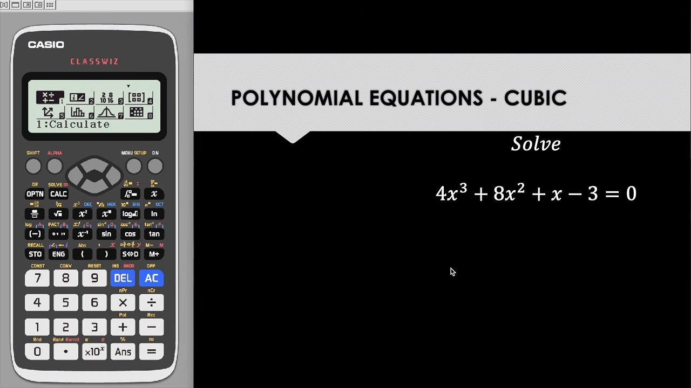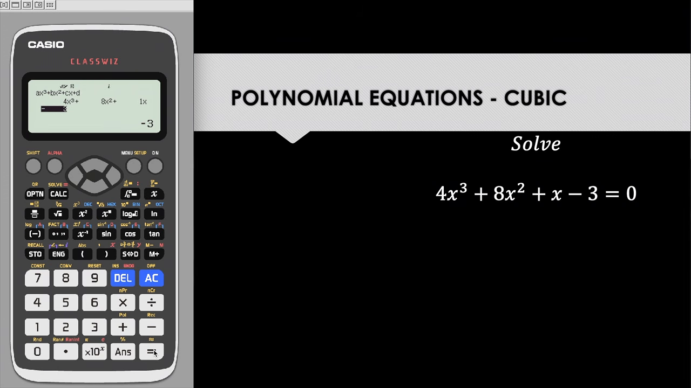Now next I've got a cubic equation. So we've got 4x cubed plus 8x squared plus x minus 3 equals 0. And we can solve that by going back to our equation / function. Select equals. We've got another polynomial, so we select 2. And now this polynomial is of degree 3. So if we select 3, now we can input our values. So we're going to have 4x cubed plus 8x squared plus x minus 3 equals 0.